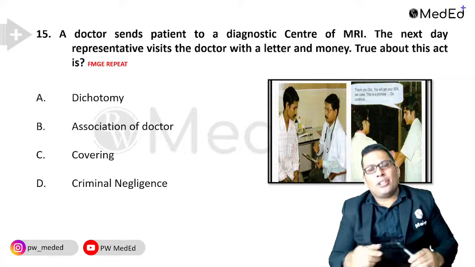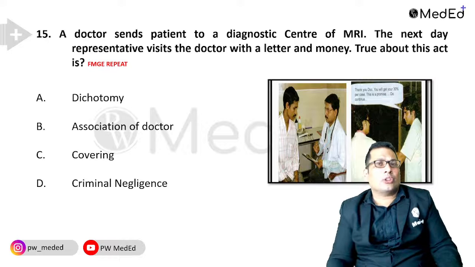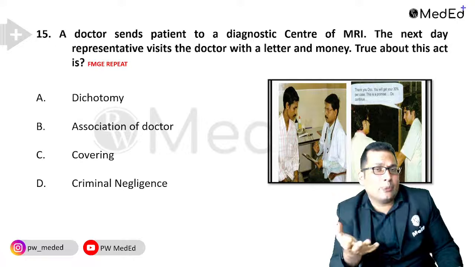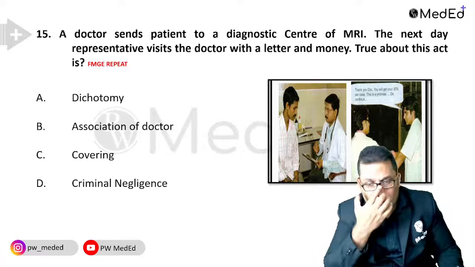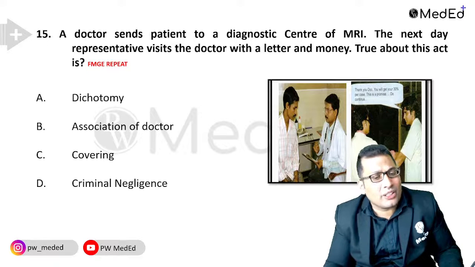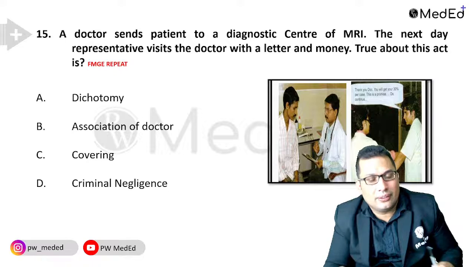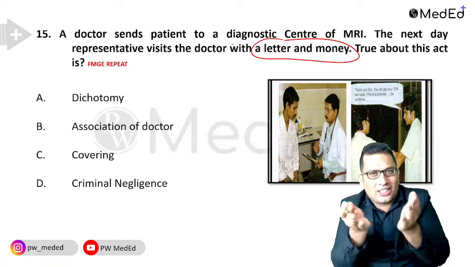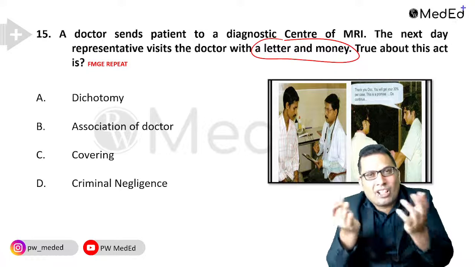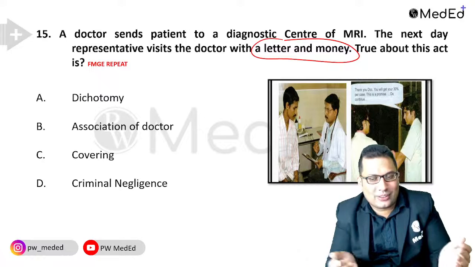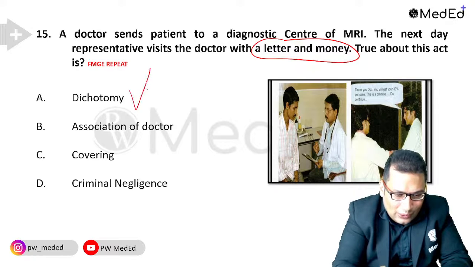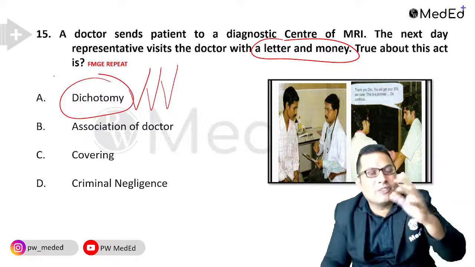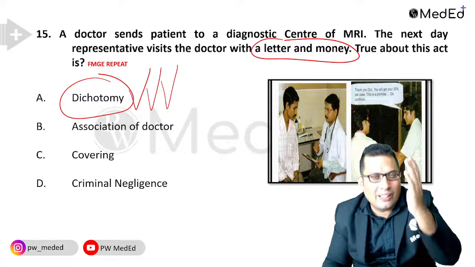A doctor sends a patient to a diagnostic center. The question is about infamous conduct. Infamous means disgraceful, dishonorable conduct of a doctor. Next day, a representative visits the doctor with a letter and money. So the doctor is taking some bribe or commission for referring the patient. What is that known as? That is known as dichotomy. Dichotomy means fee splitting.